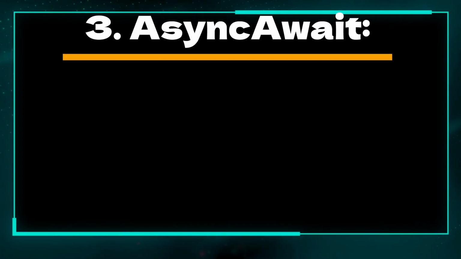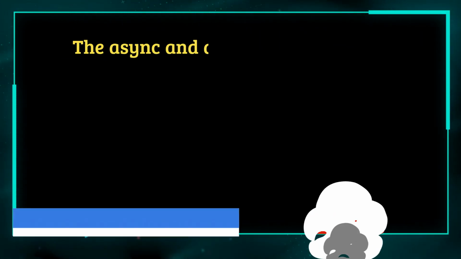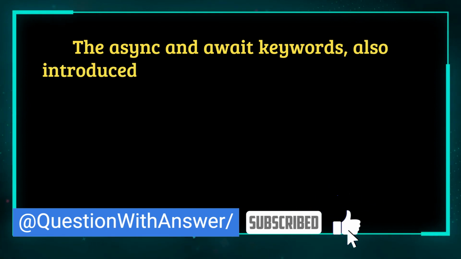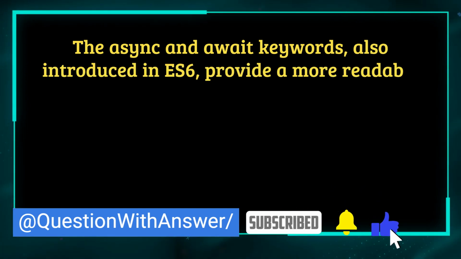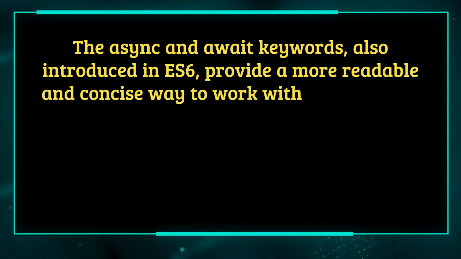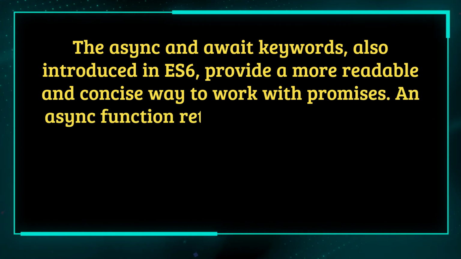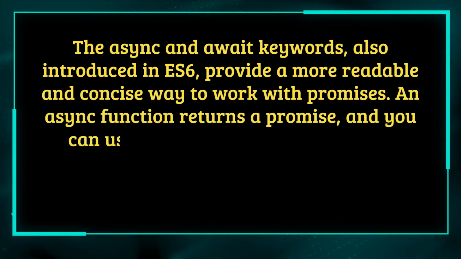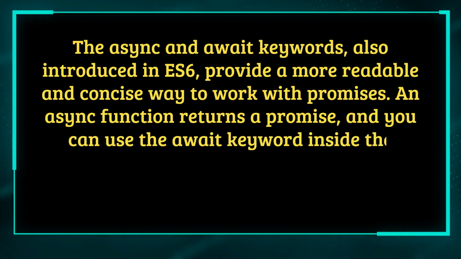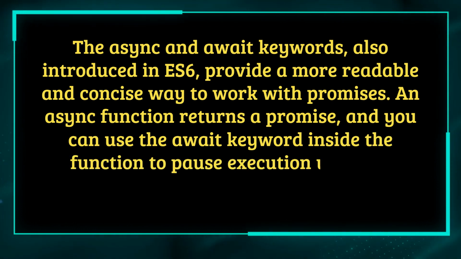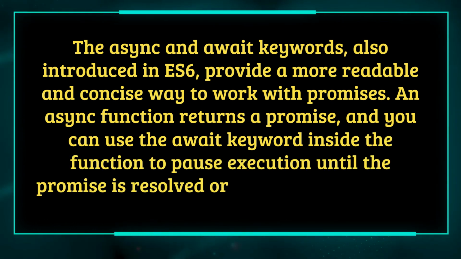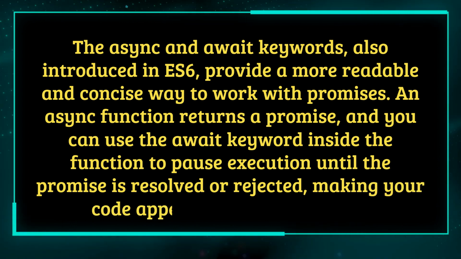3. Async await. The async and await keywords, also introduced in ES6, provide a more readable and concise way to work with promises. An async function returns a promise, and you can use the await keyword inside the function to pause execution until the promise is resolved or rejected, making your code appear more synchronous.